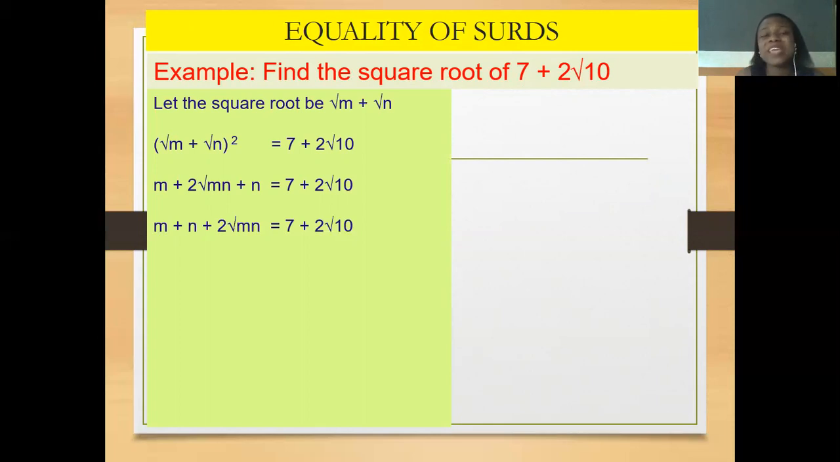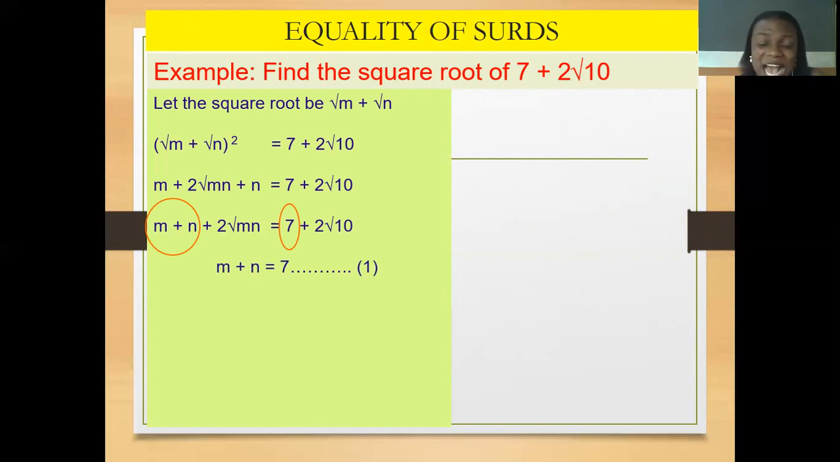So you can see why we had to show the concept of equality of surds. Based on that, it means that m plus n must be equal to 7. Can you see that? So from there we can get an equation. That means m plus n is equal to 7. It must be equal to 7. If not, these two surds cannot be equal.